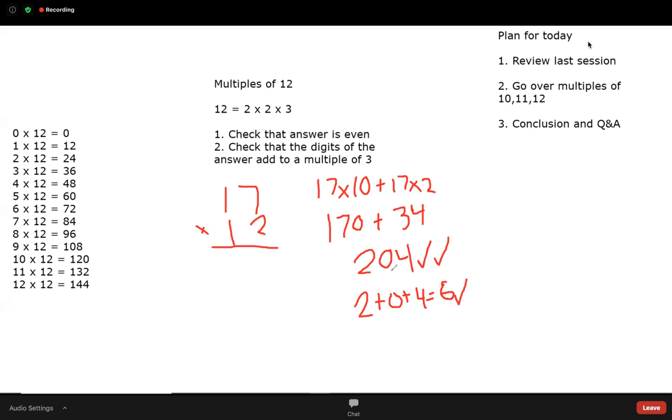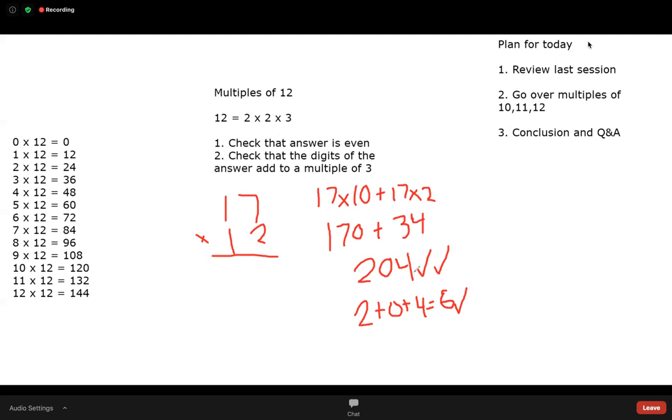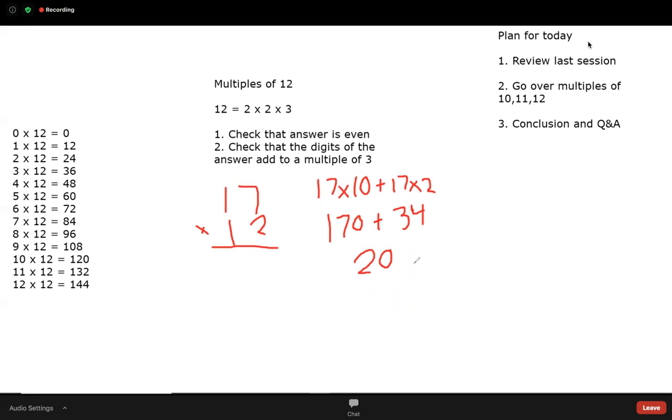Giovanni asks, how much time do we have? About 10 minutes. Maybe a little less. So we'll do maybe 1 or 2 more practices with multiples of 12.